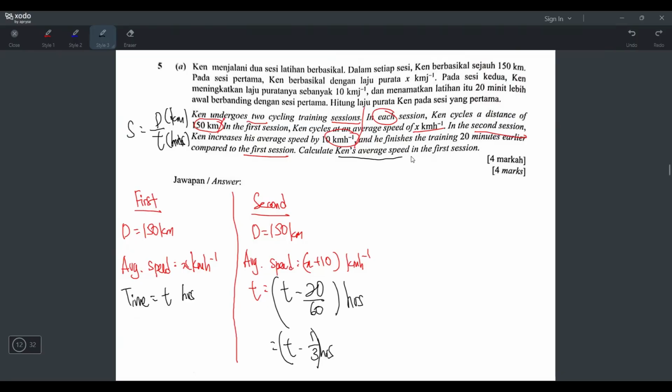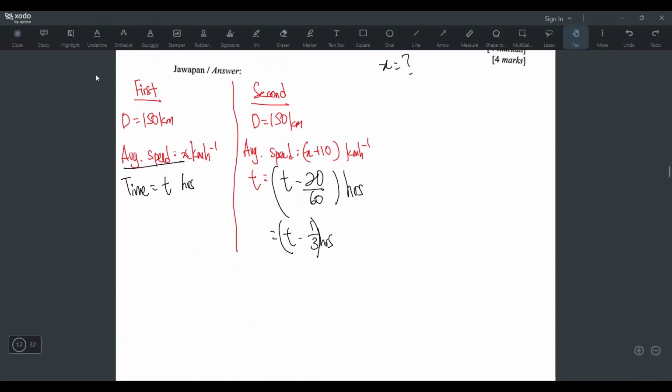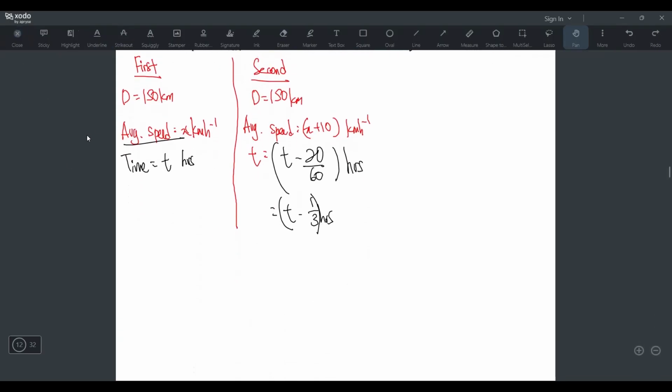And then calculate Ken's average speed in the first session. It means find X, because the average speed in the first session is X. So I think I'm done with the information. Now it's time to go for the X, means try to find the X.